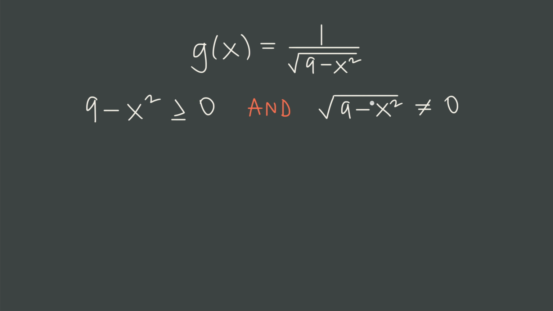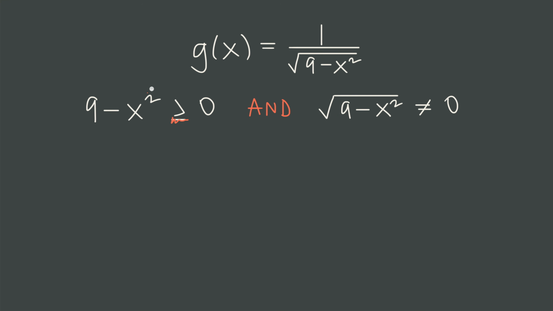Well, we can think about it logically. If this whole root here, root 9 minus x squared, can't be 0, then if 9 minus x squared were equal to 0, that would put a 0 under this root. We'd be taking the square root of 0, and that would equal 0, which means we can't have 9 minus x squared greater than or equal to 0. We just have to have 9 minus x squared greater than 0. That's the only way to also keep this equation true.